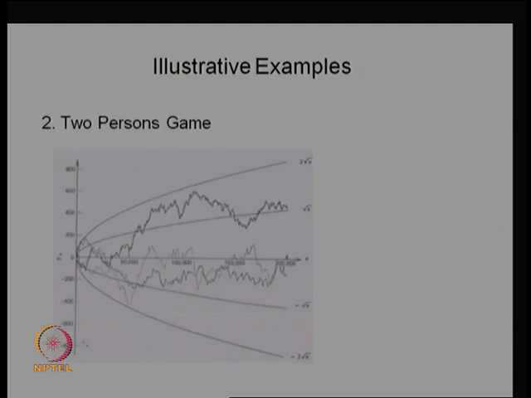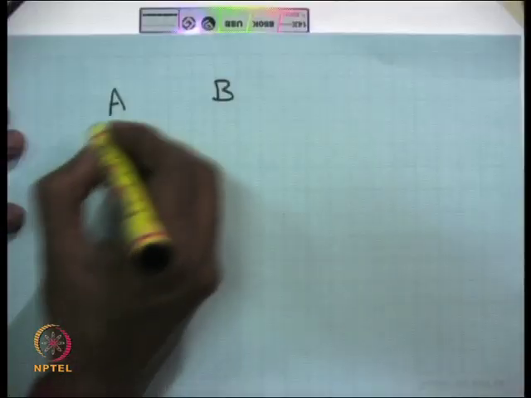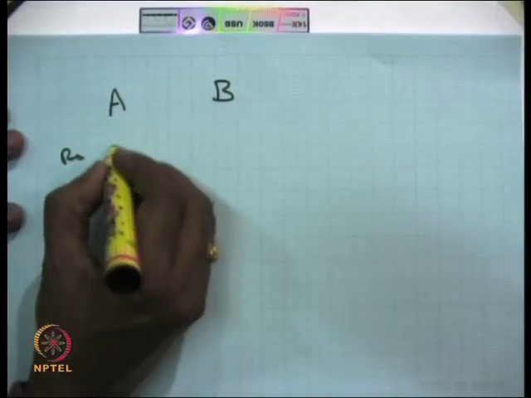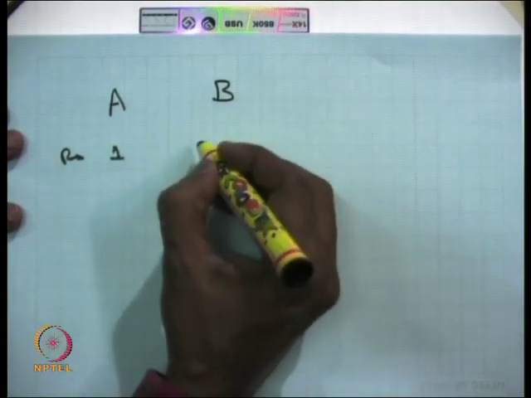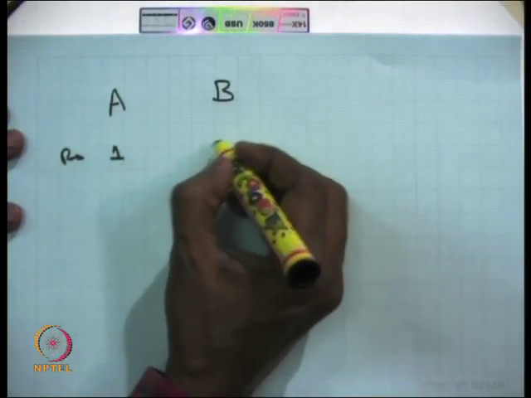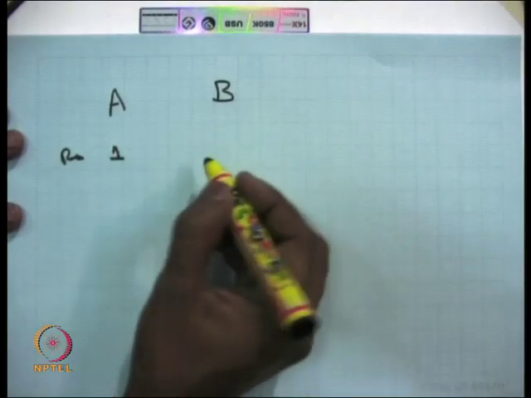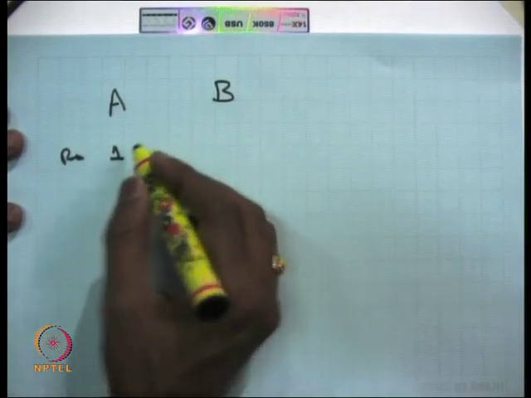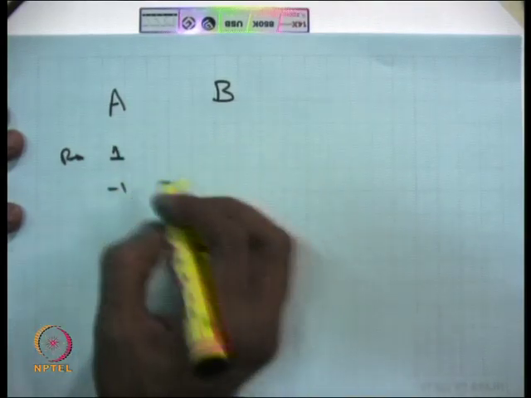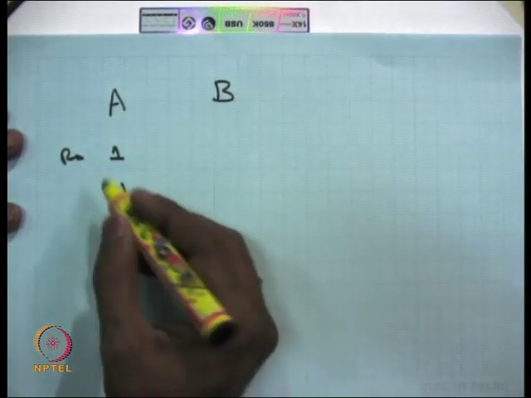If I see the second example, I am changing to another model in which two people are playing a game, person A and person B. Whenever person A wins, he gets 1 rupee. Suppose person B wins, then he gets 1 rupee, and at the same time person A loses 1 rupee, and the plays keep going.